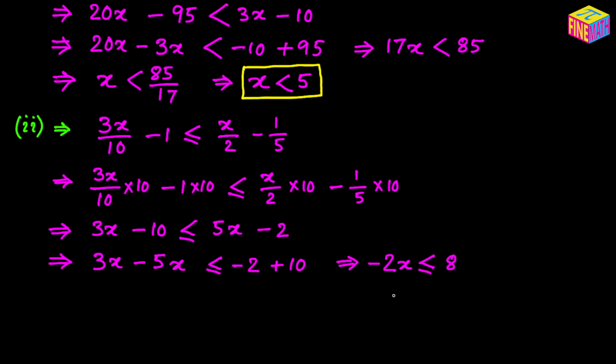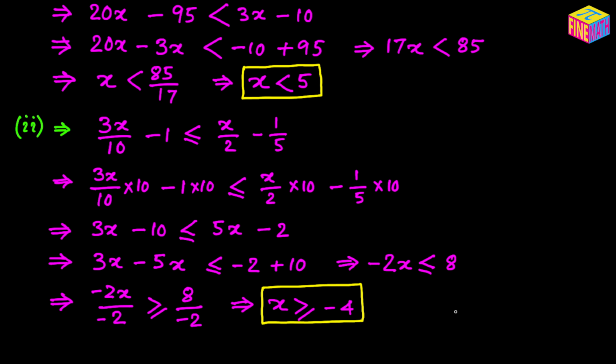Now we divide both sides by -2. Because we are dividing both sides by a negative number, the sign of inequality will change. So we had to flip the sign of inequality, and now we are using greater than or equal to. If we simplify further, we get our solution from the second inequality, x greater than or equal to -4.